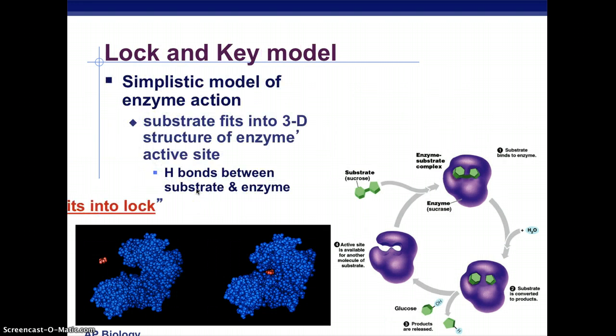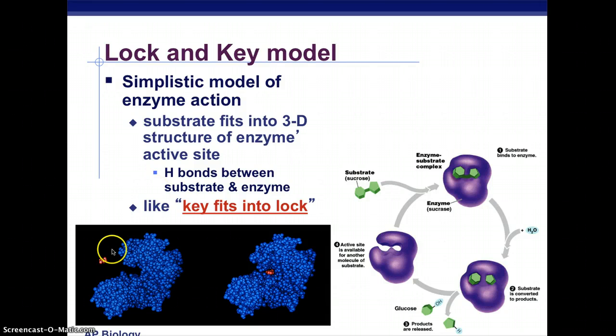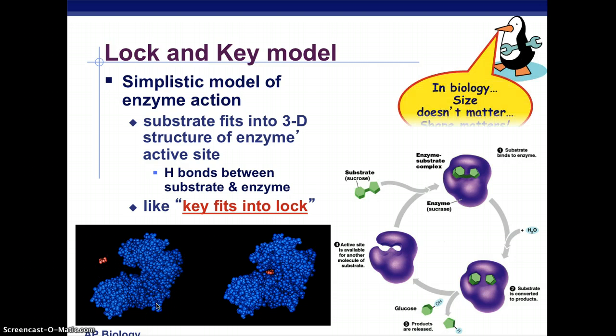So one model or one hypothesis about enzymes is this idea of lock and key. So the lock would be the enzyme, and the opening in the lock is the active site, and the key would be the substrate. So there's only one substrate, one key, that could fit the lock of the enzyme.